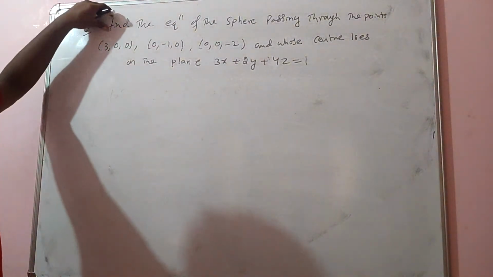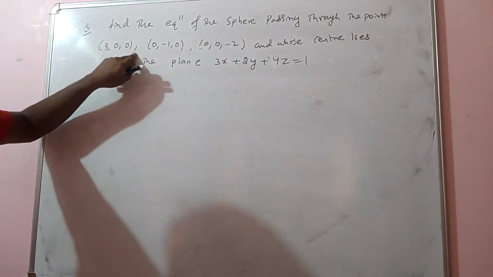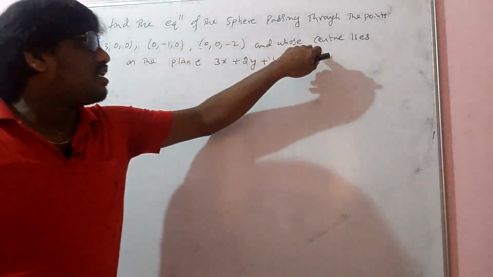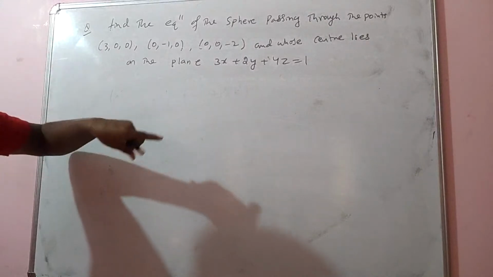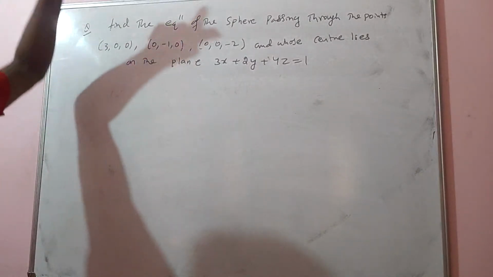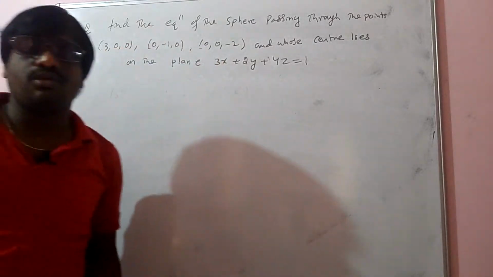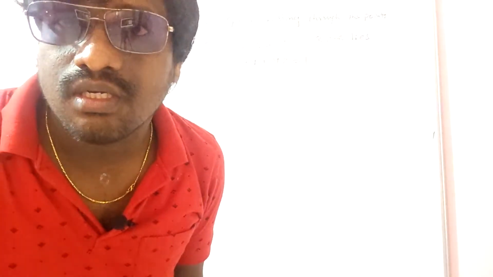So this is what you have. Find the equation of the sphere passing through 3 comma 0 comma 0, 0 comma minus 1 comma 0, 0 comma 0 comma minus 2, and whose center lies on the plane. Means the sphere center is lying on this plane, and the sphere is passing through these points. You have to find the equation of the sphere.